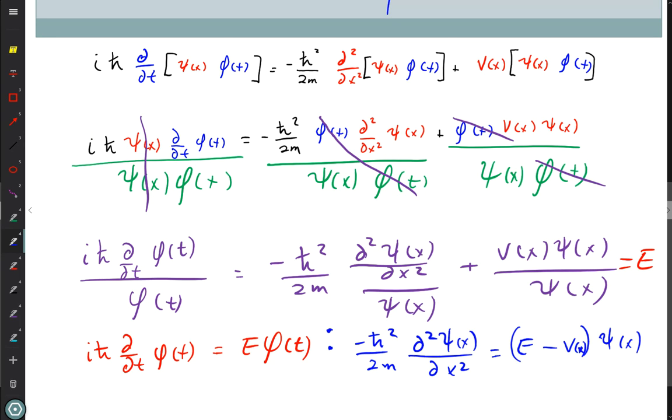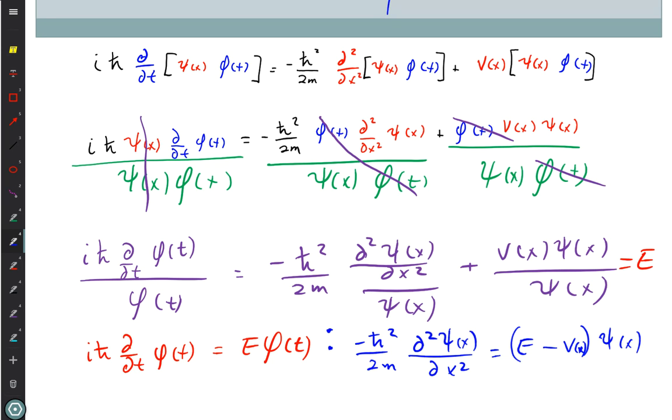Okay, there I combined the E and the V. And so there's two equations that came from the one time-dependent Schrodinger equation. So this left one just gives me the time variation for my wave function. The right hand gives me the spatial variation.